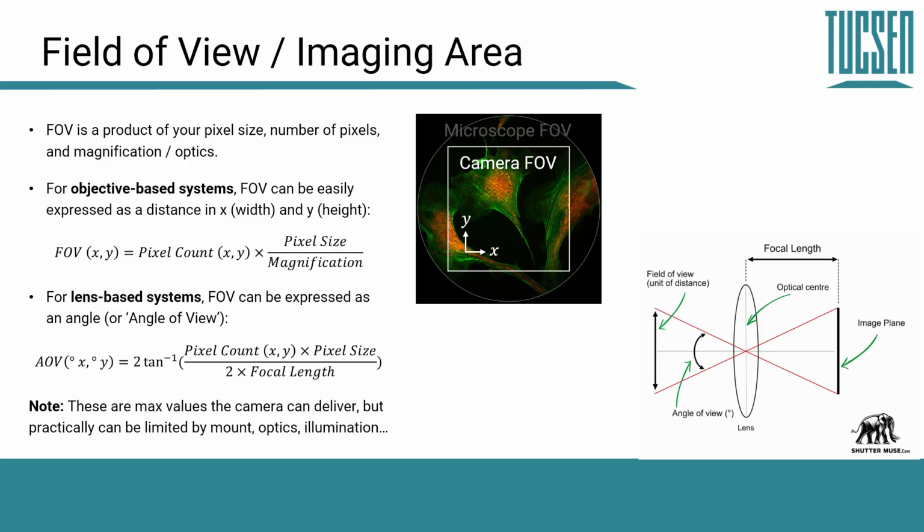But an important thing to note is that these are the maximum values that the camera can deliver, but not necessarily what you're going to get depending on your optics, your mounting system that you used between the camera and the optics, the illumination that you've got. Maybe you don't practically have illumination out to the corners of your image. So this is purely the theoretical maximum for the camera.